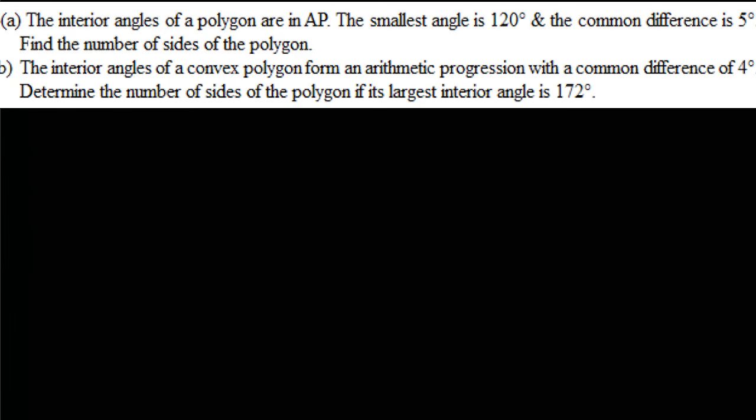Now here the question is, interior angles of a polygon are in AP. So we have a polygon whose interior angles are in AP. The smallest angle is 120 degrees. So a is 120 degrees and their common difference is 5 degrees. So d is 5 degrees. Find the number of sides of the polygon. So we have to find the number of sides.